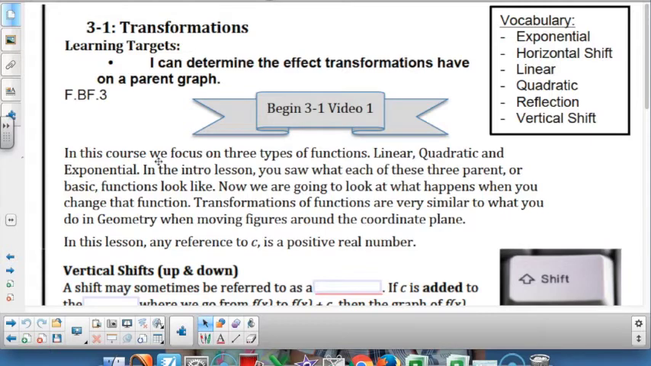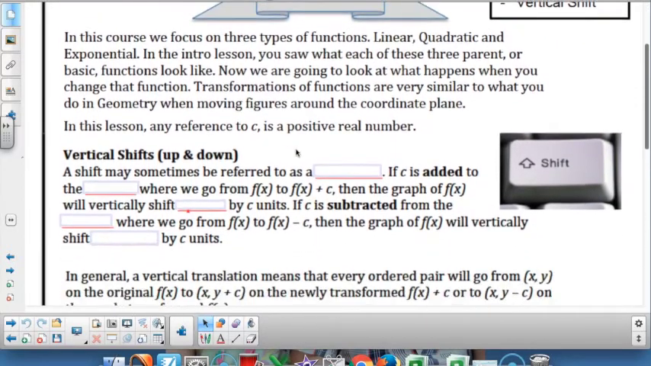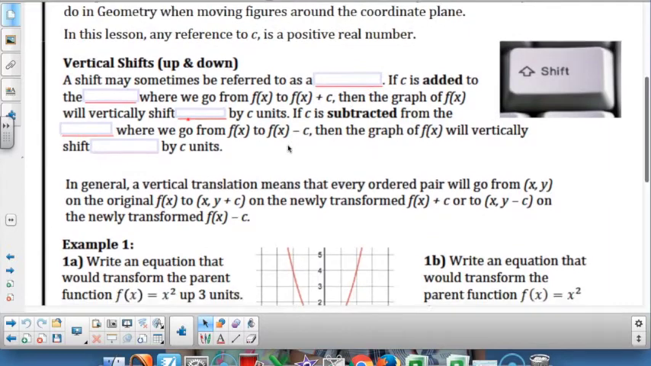So we focus on three main types of equations. We talk about linear, which we've already talked about quite a lot. We talk about quadratic, which we haven't really talked about, but we're going to spend more time on it later. And the same with exponential. Those two we haven't spent a lot of time on, but we're going to talk more about them in this unit. In this lesson, we're going to look at the basic functions, the three easiest of these kinds of functions, and we're going to see what happens when we change them.